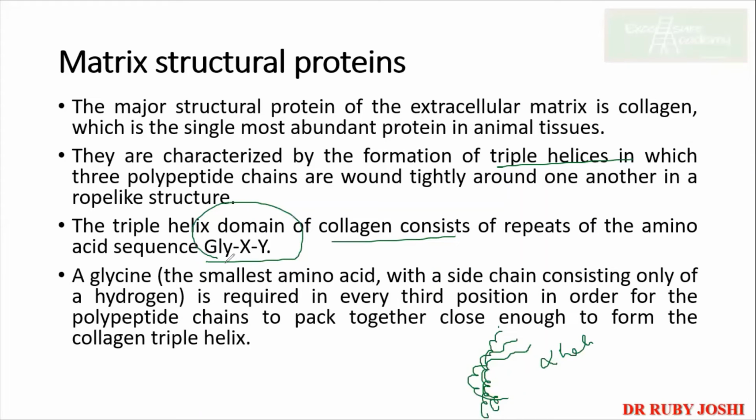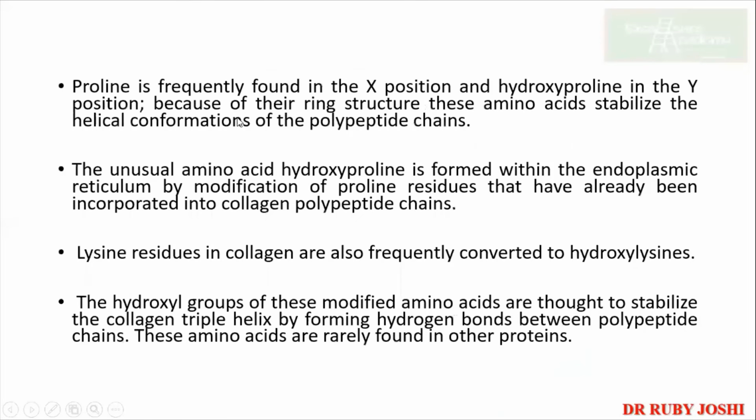So one is glycine. It is the smallest amino acid, as you know. Now at every third position, glycine-X-Y, again here glycine will come. Okay? Now we need to see what X and Y can be. So proline is frequently found in the X position and hydroxyproline is found in the Y position. Now, because of the ring structure, these amino acids stabilize the helical conformation of the polypeptide chain. So it's a highly coiled structure, okay, highly coiled structure it is.